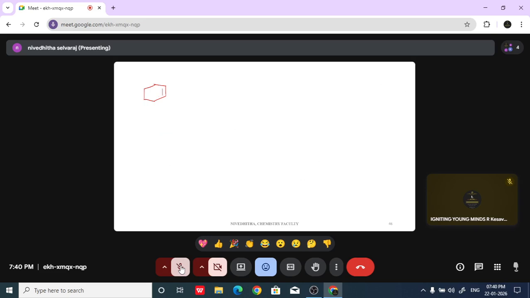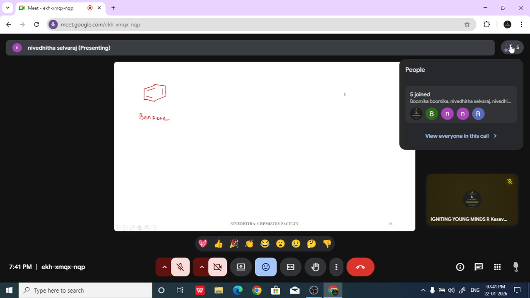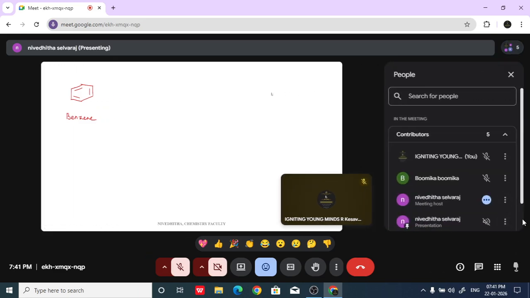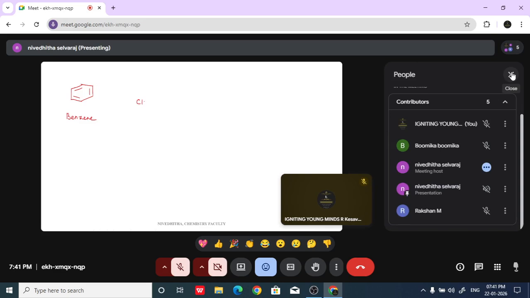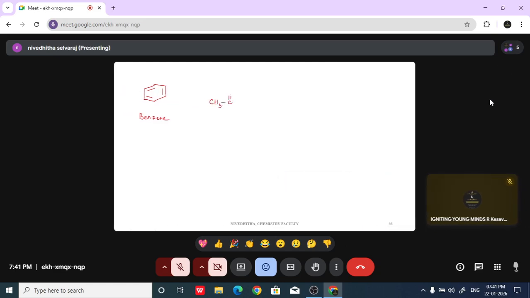Could you please name this compound? It is a very famous one. Benzene? Yes, it is benzene. Okay. What is the functional group here?